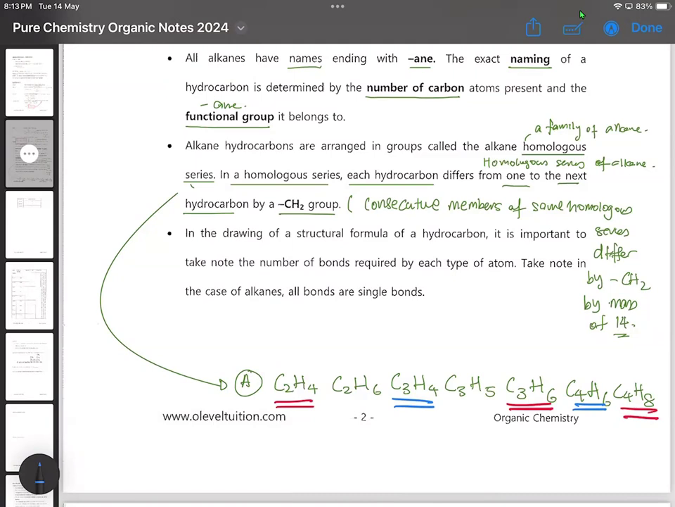All right, any question? That's the whole point of that bullet over there. Okay, no question. This one is mass: the mass or the Mr differs by 14.